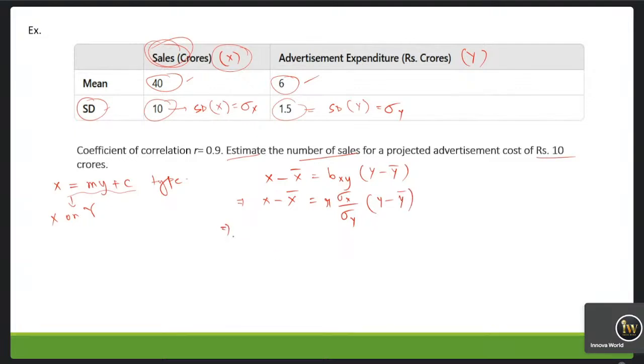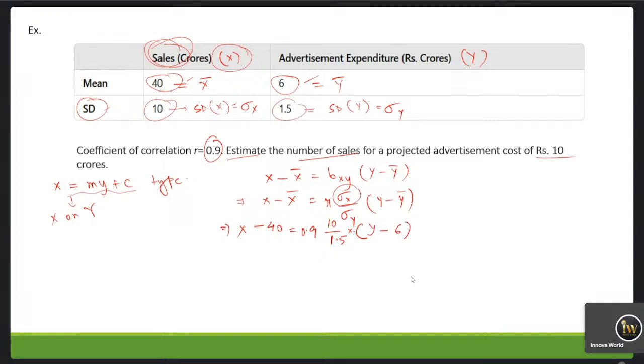So what is x bar? X bar is given, the mean of x. The x bar is 40. The r value is 0.9. Sigma x, the standard deviation of x, is 10. Sigma y, the standard deviation of y, is 1.5, into y minus y bar. What is y bar? The mean of y, which is 6.